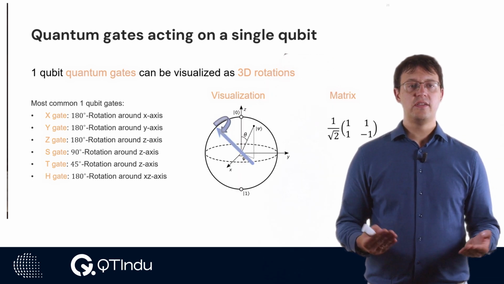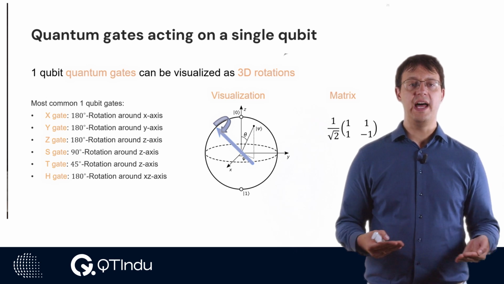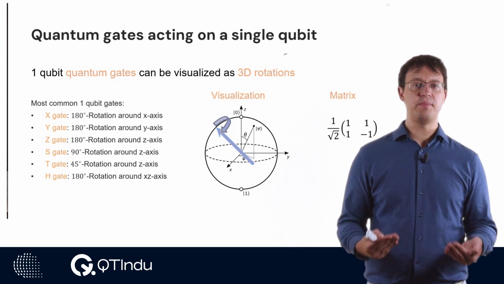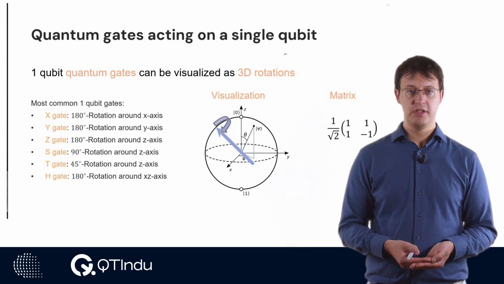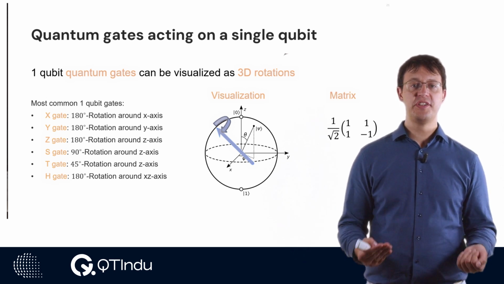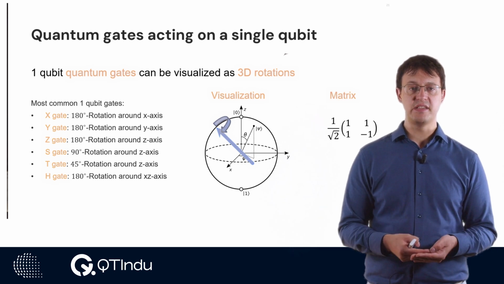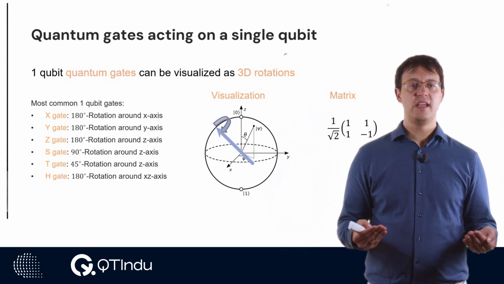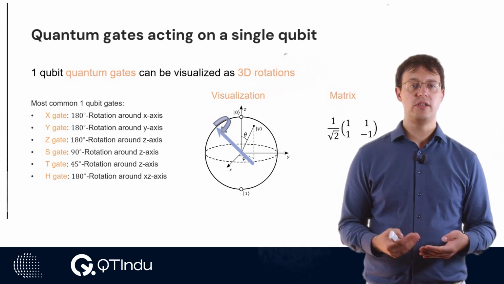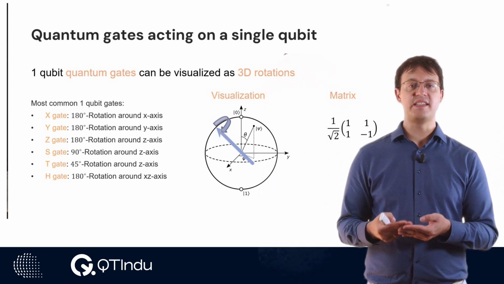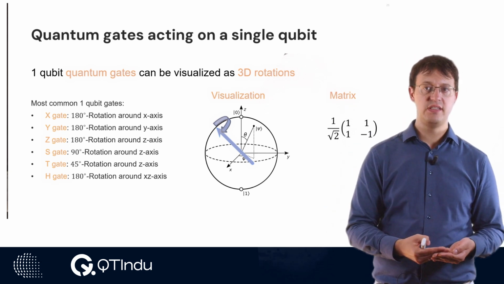The last gate we want to introduce is the H gate, or the Hadamard gate. This gate is of special importance and an integral part of many quantum algorithms because it creates a superposition state, a maximally superposed state, from a basis state. This can be represented as a 180-degree rotation around the XZ axis. So it's not a principal axis, and the rotation is tilted.